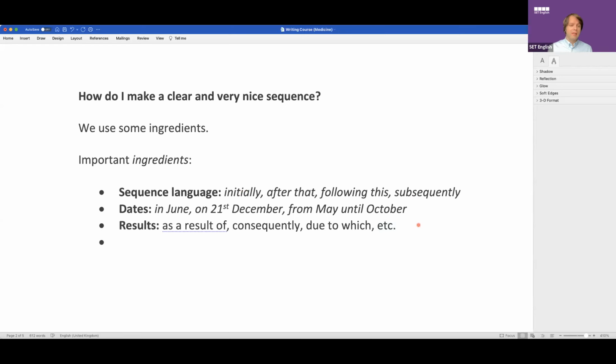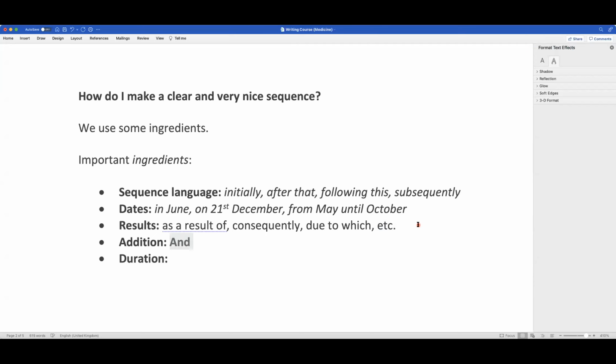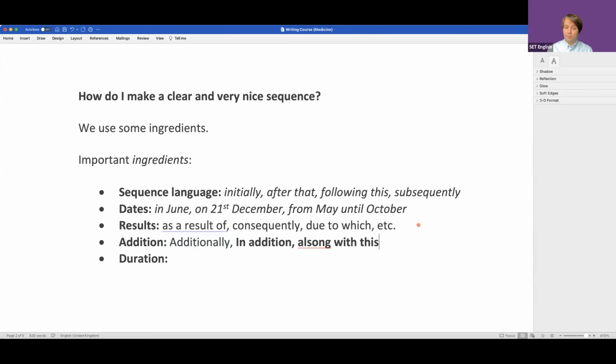What else should we use here, guys? You know this. Duration. Addition, okay, and duration. Contrast. Now, contrast, very good, but I can't teach that today because it's too much, but definitely contrast as well, okay? But addition language, what's addition language? Like and? Additionally. I mean, you can say and, but you want to say things like additionally. What else? In addition. Along with. You could say along with this, or along with that, together with.